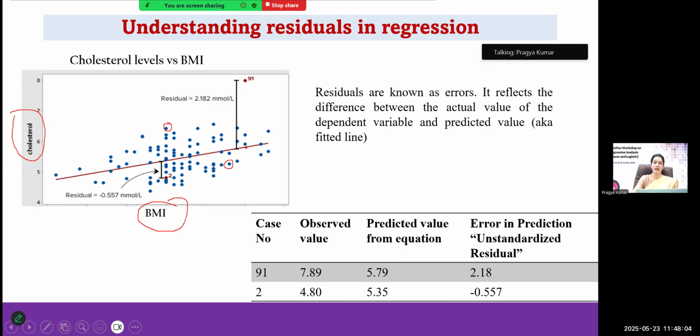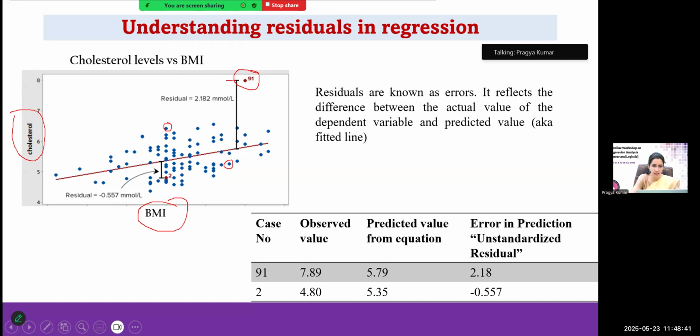Let's say I've given you two examples. One is this patient ID 91, and the other is this case number 2. Yes, you are right, Farzana, observed and expected. This is the same. Here, instead of expected, we call it predicted. So actual and predicted.